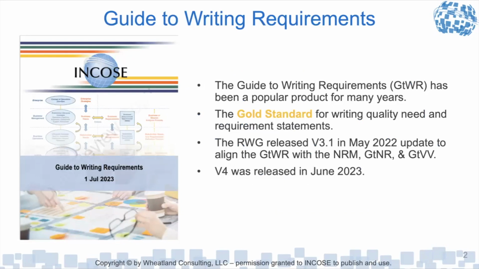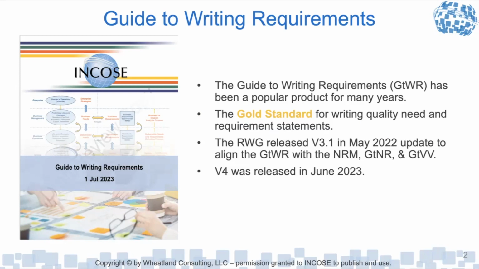The Guide to Writing Requirements has been a popular product for many years. To many, it's considered the gold standard for writing quality need and requirement statements. The Requirement Working Group released version 3.1 in May 2022 to update and align the Guide to Writing Requirements with the Needs and Requirements Manual, the Guide to Needs and Requirements, and the Guide to Verification and Validation. And then in June of 2023, version 4 was released.